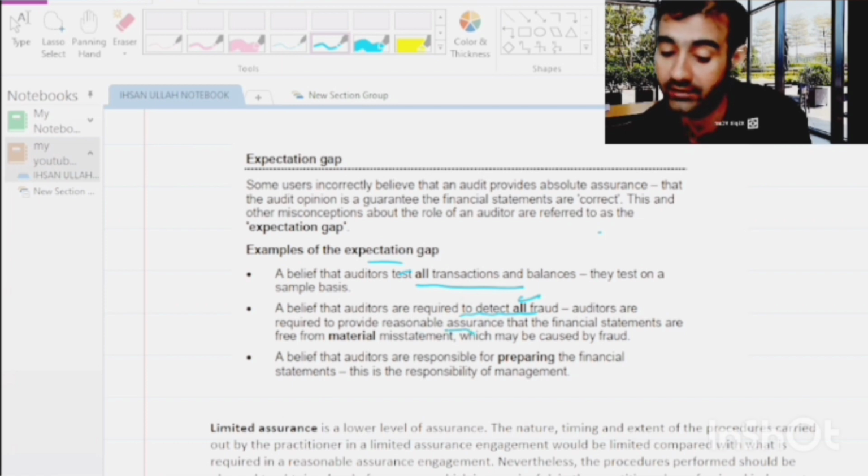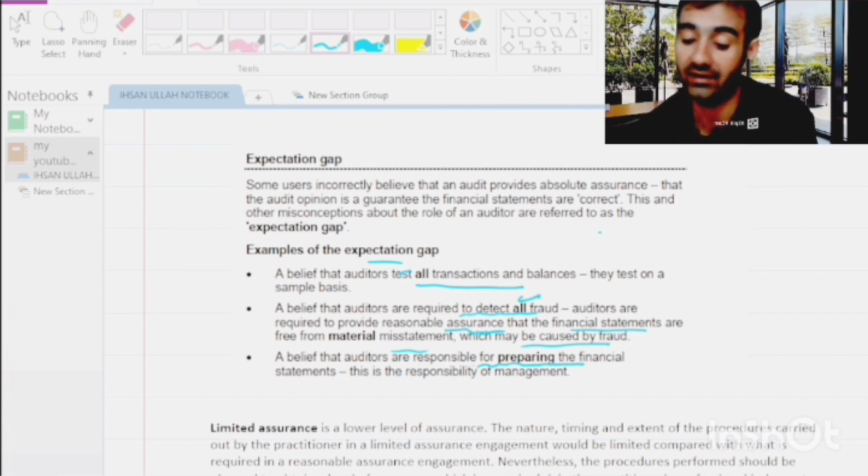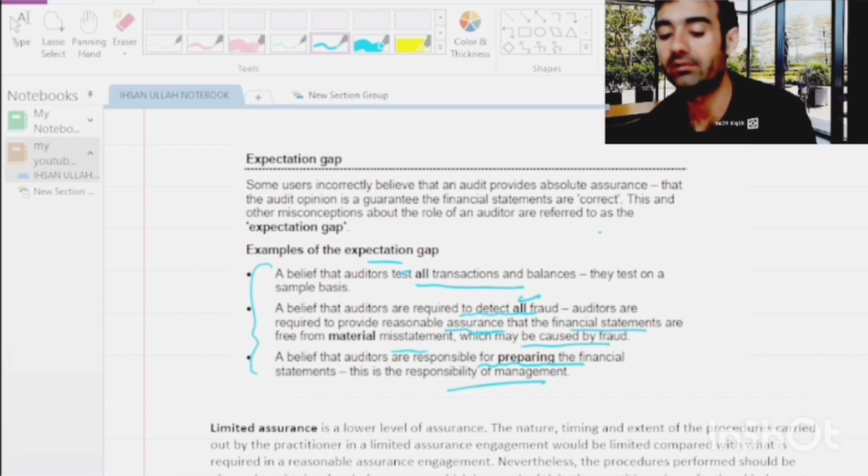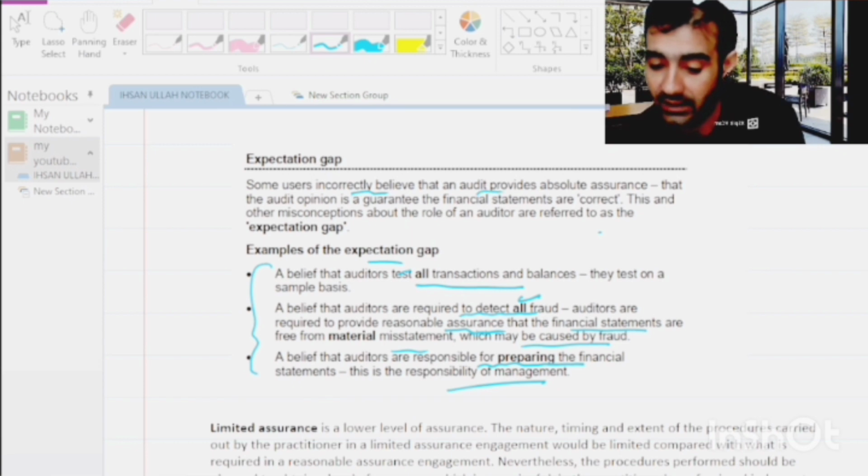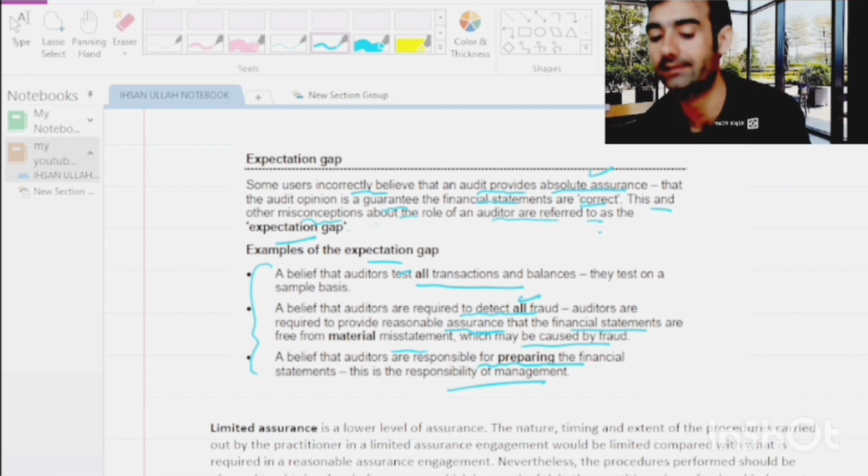Auditors are required to provide reasonable assurance that a financial statement is free from material misstatement, which may be caused by fraud. People believe that auditors are responsible for preparing financial statements, but preparing the financial statement is not the work of the auditor. This is the work of management. So these are the gaps between the people and the auditor. The people expect that the auditor will test all the transactions, but that is not the case. Some users incorrectly believe that an audit provides absolute assurance, and this is not the case. They provide reasonable assurance. Some believe the audit opinion is a guarantee that financial statements are correct, and this is not the case. This is another misconception about the role of the auditor and refers to expectation. Again, this type of expectation is what we call the expectation gap.